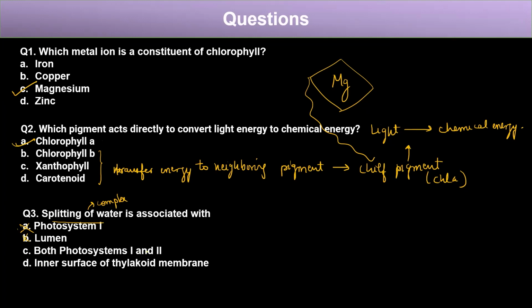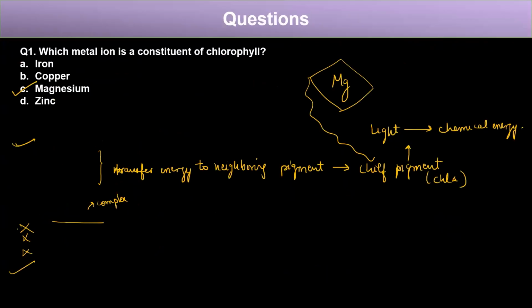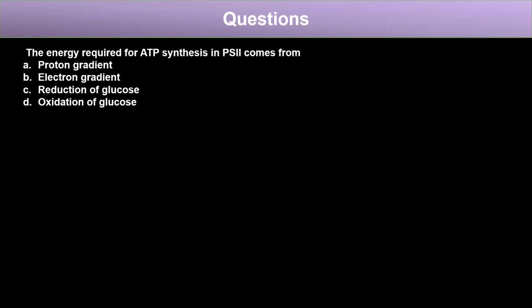Then the third, both photosystem 1 and 2, is also incorrect. And the fourth one is the inner surface of the thylakoid membrane. This is what we have seen through this diagram, right? Here the water splitting is happening on the inner side of the thylakoid membrane. So the correct answer is the inner side of the thylakoid membrane. Now the next question is, the energy required for ATP synthesis in PS2 comes from, so we have just seen this, I'm not going to explain. It comes from the proton gradient.